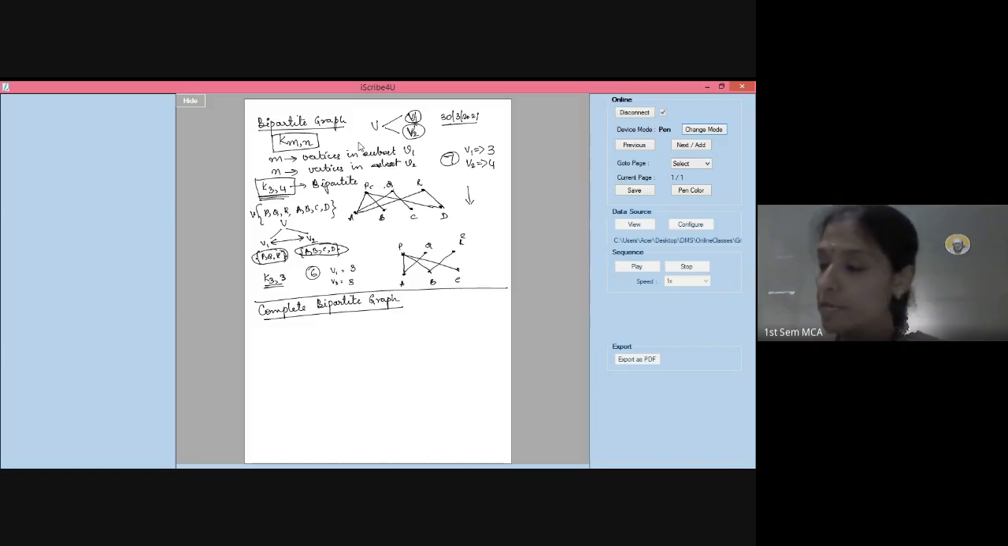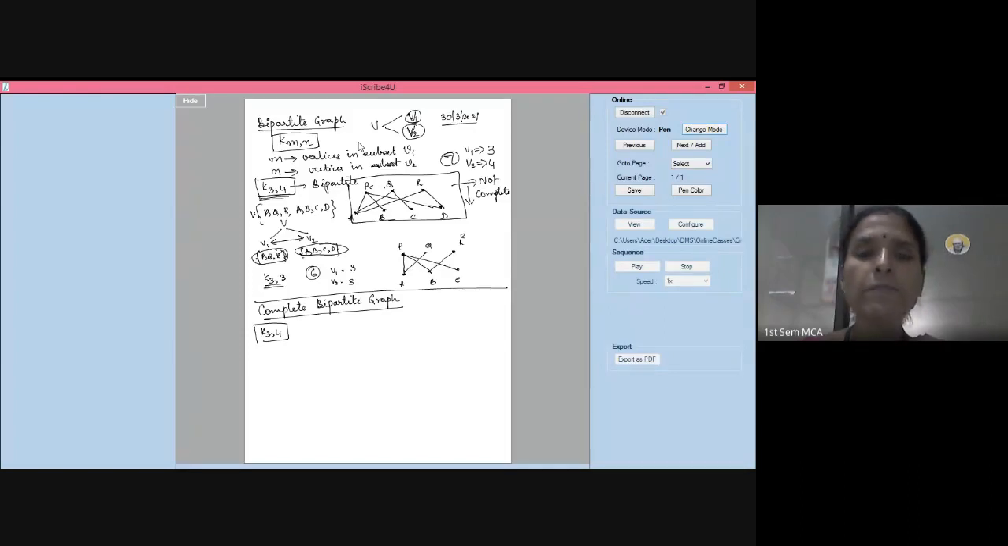Now, suppose I take the same graph K3,4. We have drawn the graph there. Look at this graph. We have drawn a K3,4 graph. I would say this is not a complete bipartite graph. Why? Because we do not have edges between every pair of vertices. Every vertex in the V1 subset should be connected to all the vertices in the V2 subset. That is what you call complete bipartite.